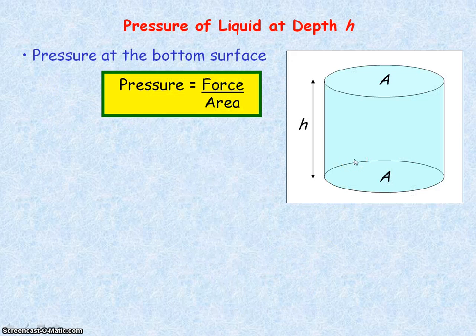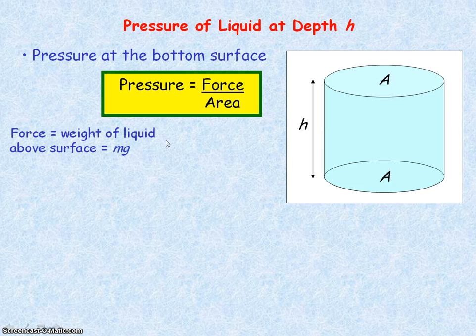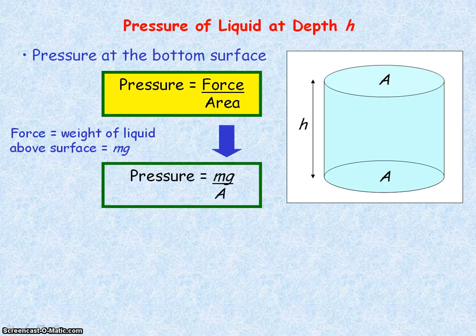Here we have a vertical column of liquid of area A at the base, and to determine the pressure at the bottom of the surface, we use pressure equals force divided by area, where the force is the weight of the liquid above the surface. So that will be the mass of the liquid times the acceleration of free fall. So we can say the pressure is equal to the weight, mg, divided by the area, A.